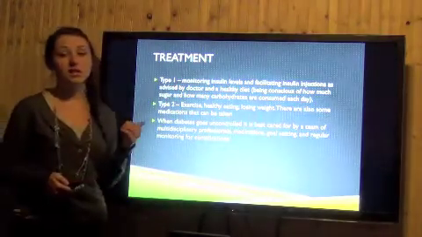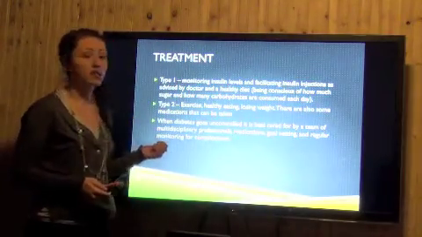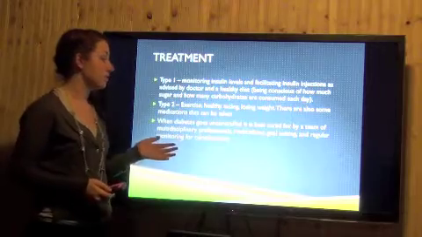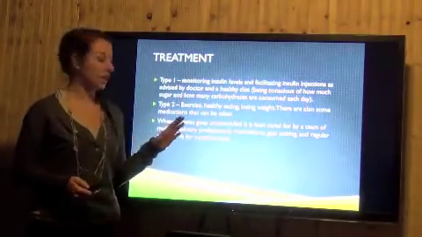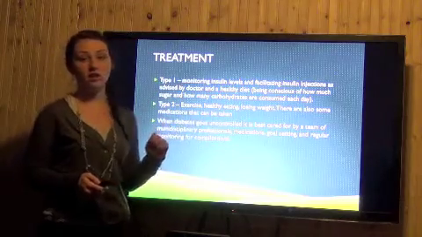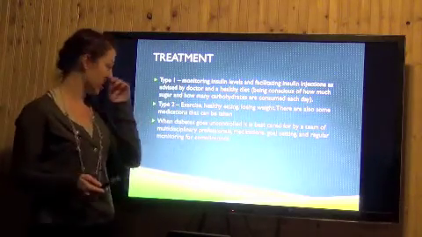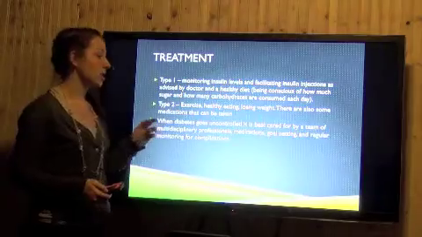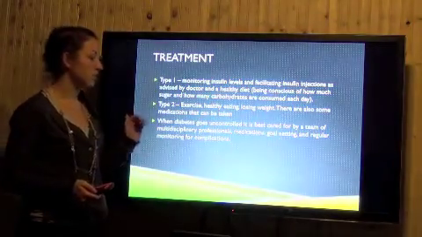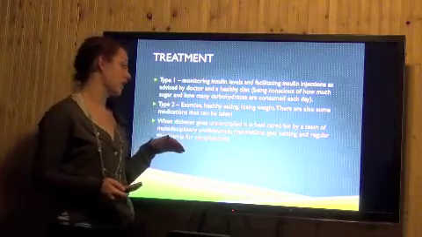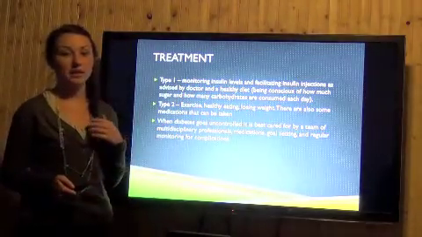Type 2 diabetes is best treated with exercise and a change of lifestyle, so this means healthy eating and losing some weight. And there are also some medications that can be taken, but these medications are advised to be taken along with insulin injections. When diabetes goes uncontrolled, it is best cared for by a team of multidisciplinary professionals, medications, goal setting, and regular monitoring for complications.